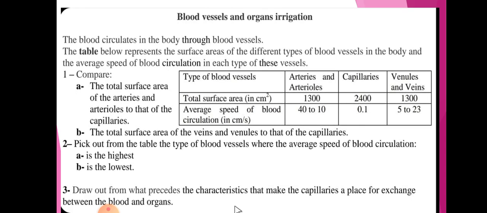We have this question: the blood vessels and organs irrigation. This is question 2. The blood circulates in the body through the blood vessels. The table below represents the surface area of the different types of blood vessels in the body and the average speed of blood circulation in each type of vessel.